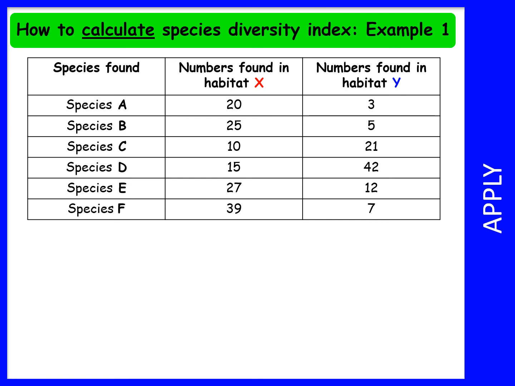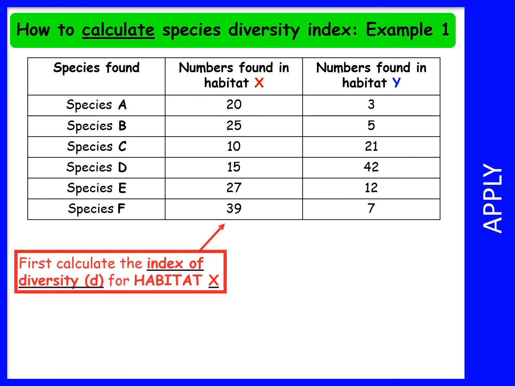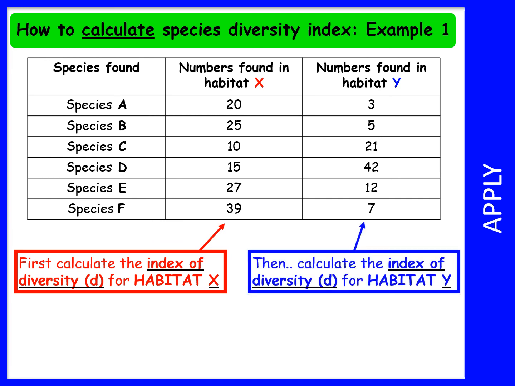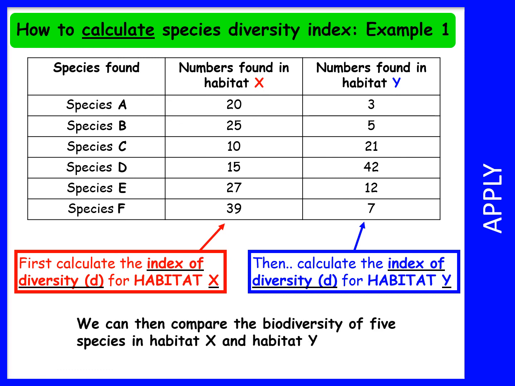This time we've got 6 different species A to F instead of 5, and you're given the individual numbers of each of those species in the 2 different habitats. So just pause the video and then you can have a quick go at the maths. Okay, so we're first going to calculate index of diversity for habitat X, and then we'll do the same for habitat Y. We can then compare the biodiversity by comparing the D values for the 2 different areas.